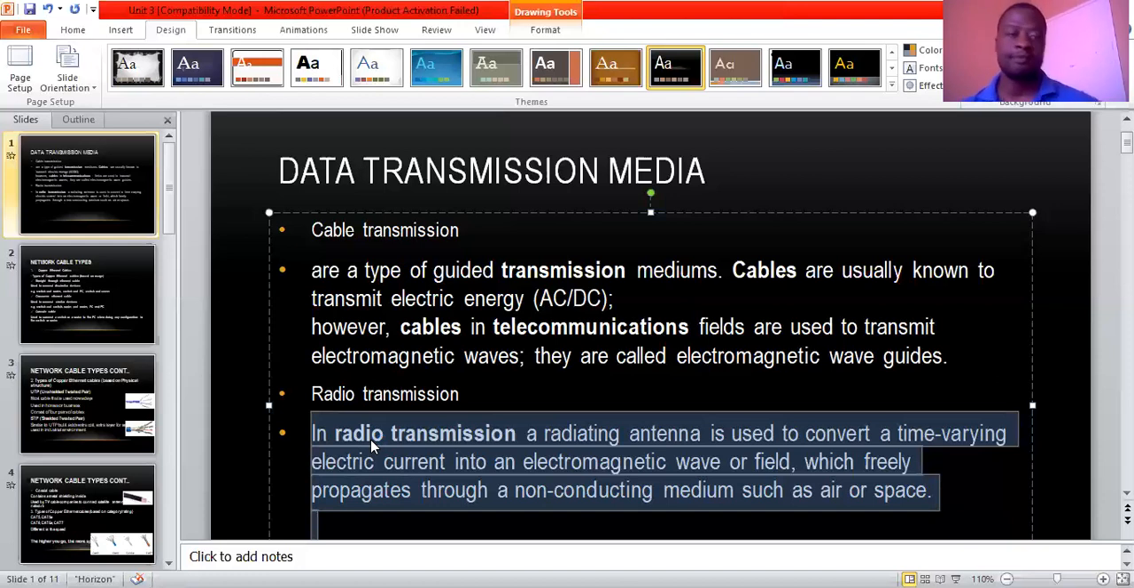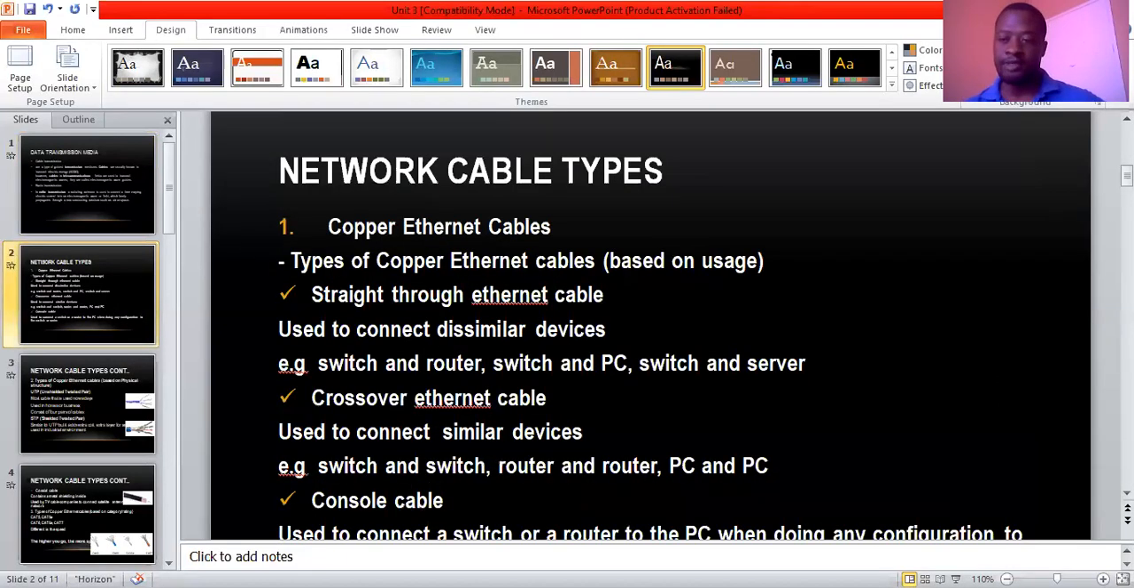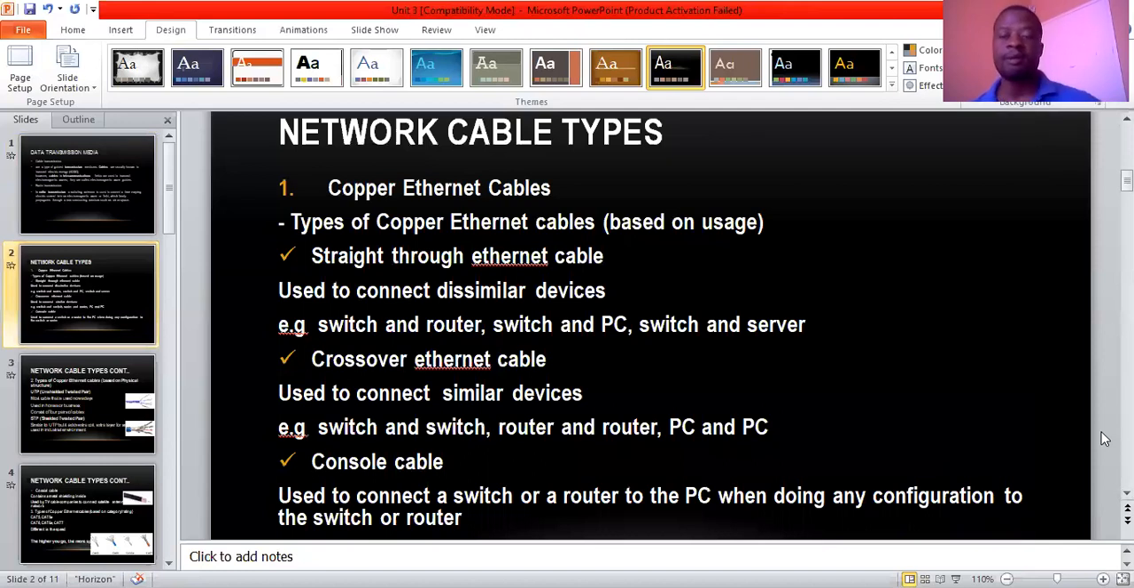Okay, so let's move on. Now going on with the cables, because remember we said we have two types of media, either cables or radio transmission. You can either use radio transmission or you can use the cables. Now when it comes to cables, we've got different types of cables when you're transmitting data.